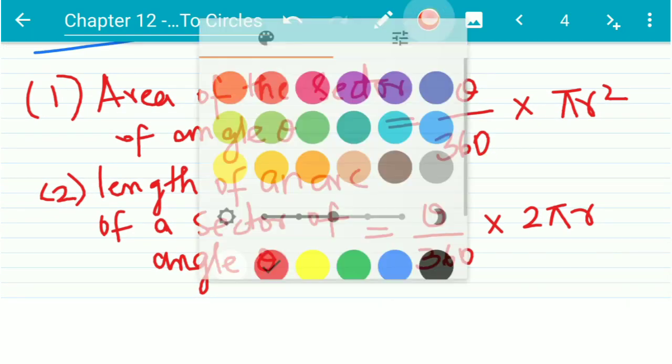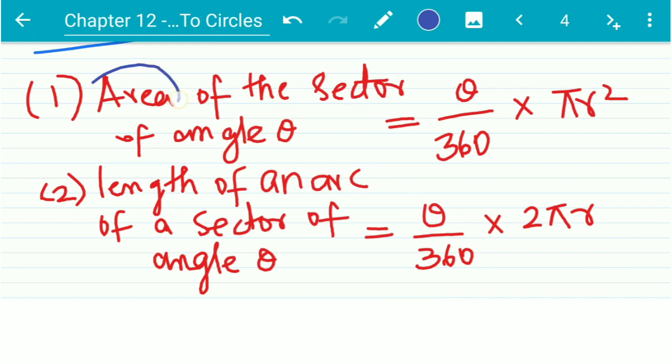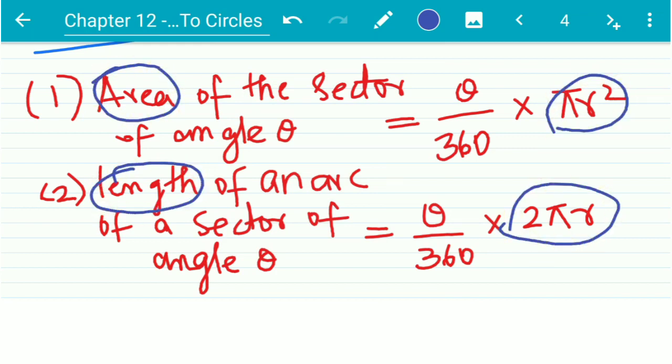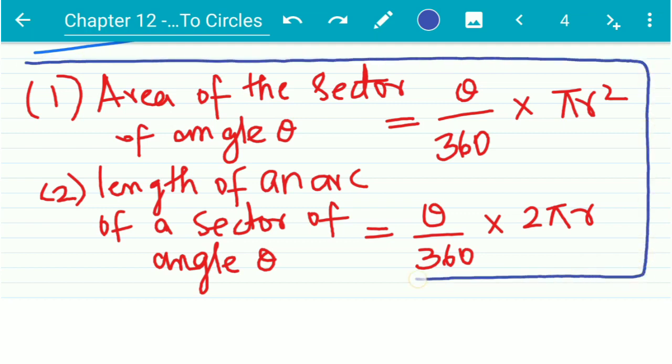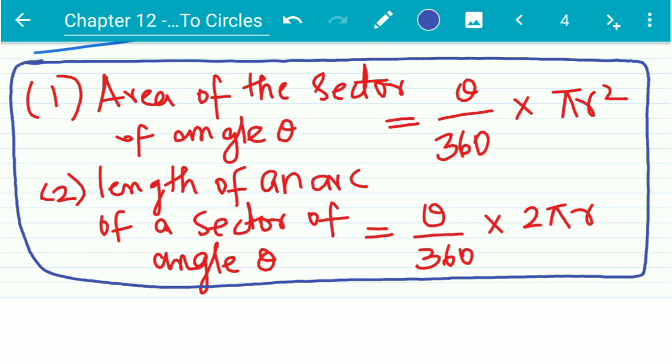If you study like this, see here it is area, so pi r square. Here it is length, so 2 pi r. You won't get confused between the two formulas. So study like that. First one is area of the sector of an angle theta equal to theta by 360 into pi r square. Length of an arc of a sector of angle theta is theta by 360 into 2 pi r. These are two important formulas regarding the sector.